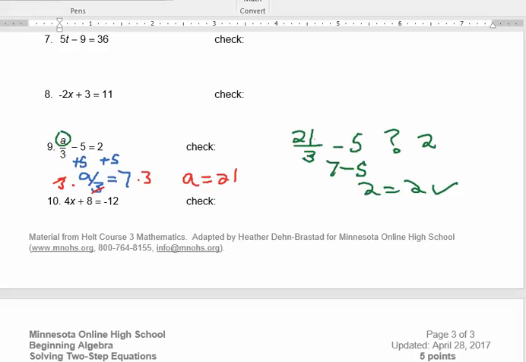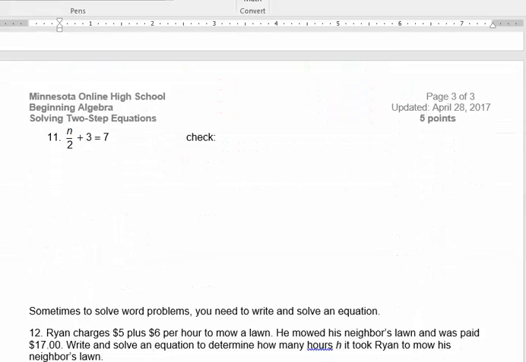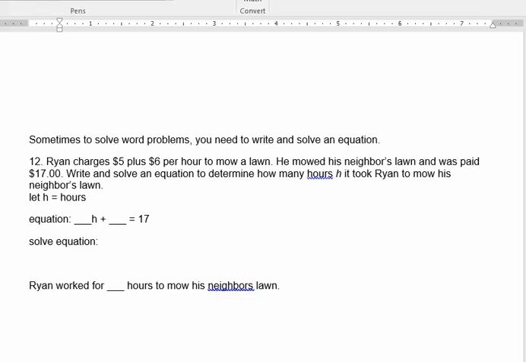And there's one question at the end that you might find hard, but it's really not. It is a word problem, and you're going to be writing an equation and then solving the equation to answer the question. So this says Ryan charges $5 plus $6 per hour to mow a lawn. He mowed his neighbor's lawn and was paid $17. Write and solve an equation to determine how many hours H it took Ryan to mow his neighbor's lawn.